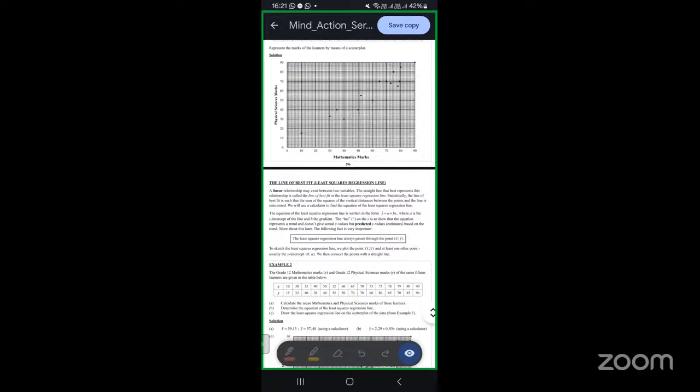Then now let's get back to the business. They are saying now on the second paragraph, the equation of the least square regression line is written as, this is it here, y hat is equal to a plus bx. Seems familiar. We know this from algebra.